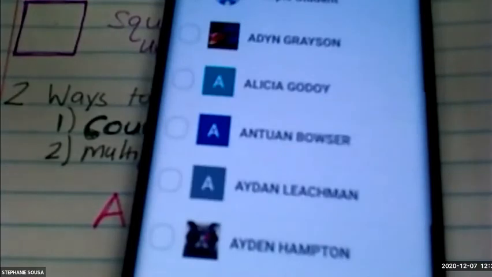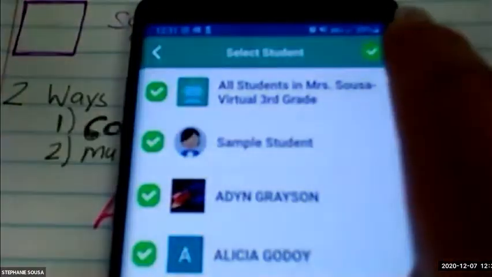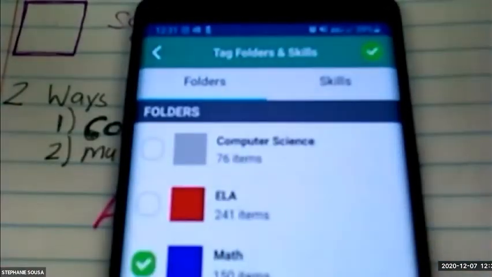Okay, those are uploading to Seesaw now. We'll send them to everybody and we'll put them in the math folder. And there we go. They are uploading.